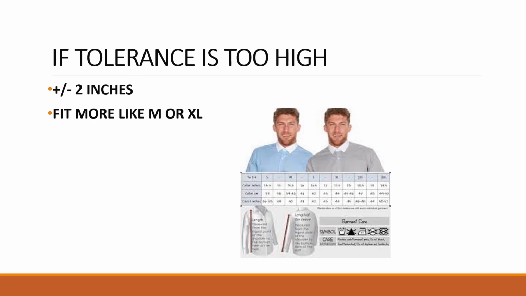So these are some examples of a size chart. In that, if tolerance is too high on the higher side, the S size or small size garment may look like an M size garment, and if tolerance is too low, then an XL size may look like an M size. So that is the difference the tolerance makes.